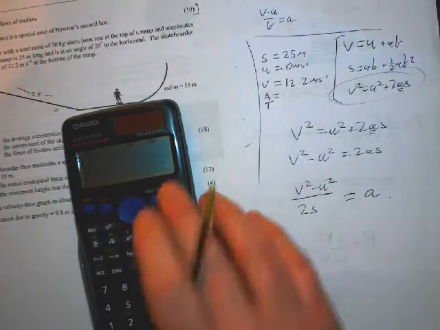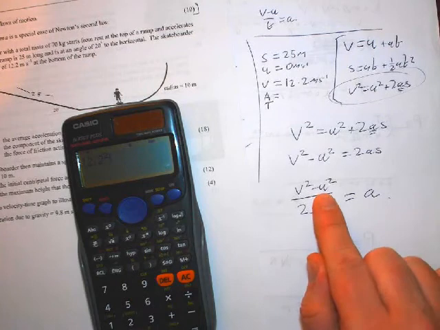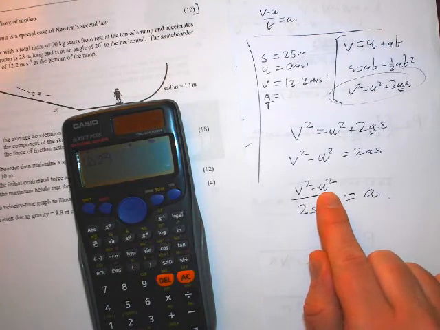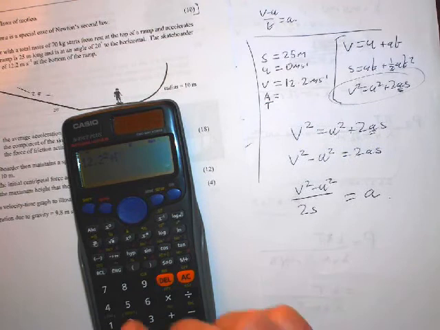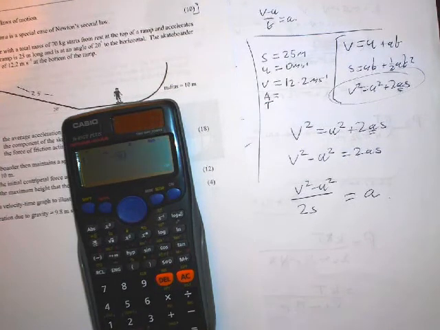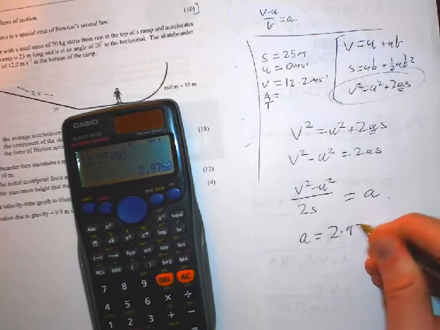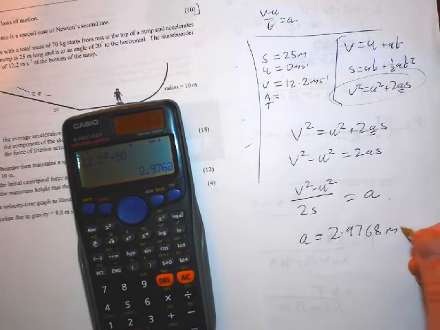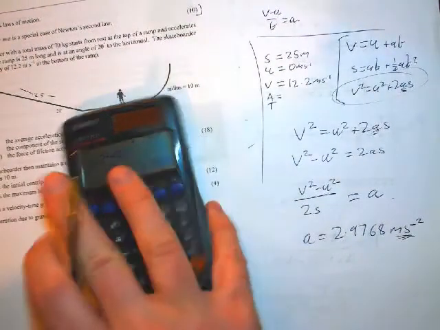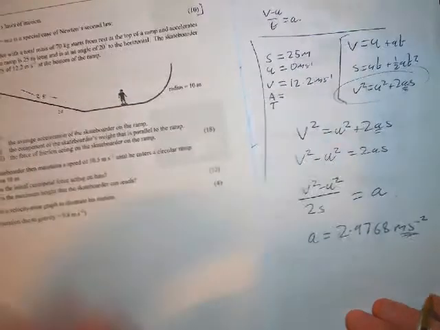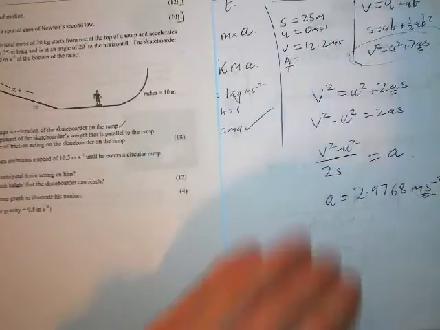Now we have everything we need. We have our equation rearranged. Let's put in the numbers. v squared, so that's 12.2 squared. Initial velocity was 0, so minus 0. Divided by 2 by the displacement, which is 25, so 2 by 50, gives us an acceleration of 2.9768 meters per second squared. Now, as always, make sure you include your units, otherwise you're throwing away a mark when you don't need it. So that's the first part done.